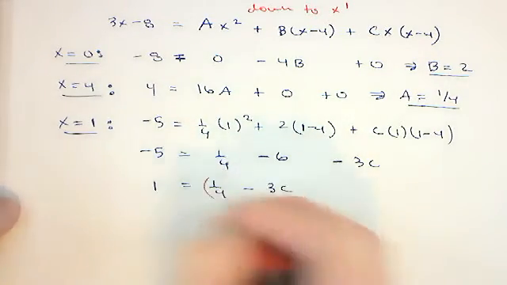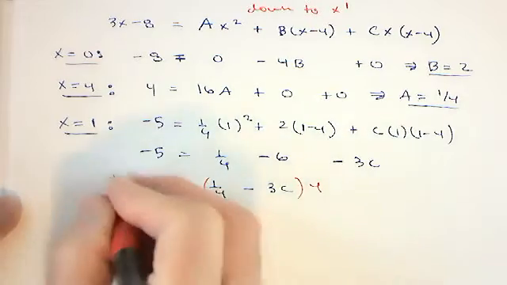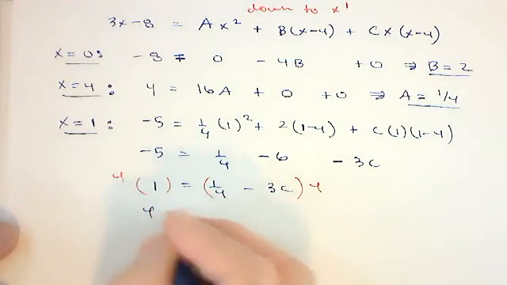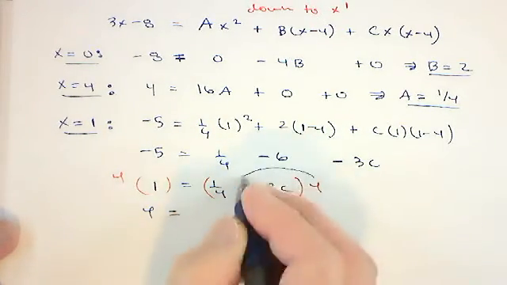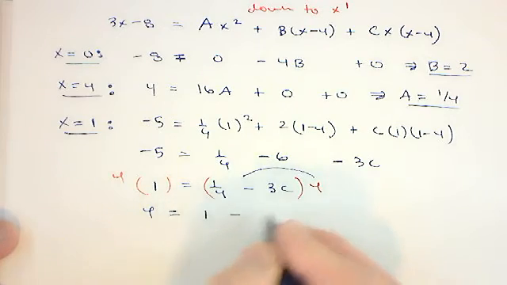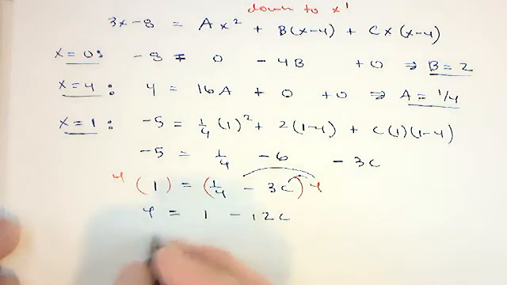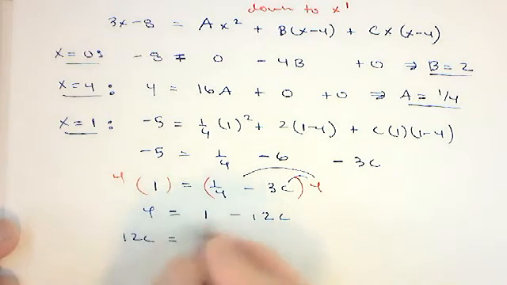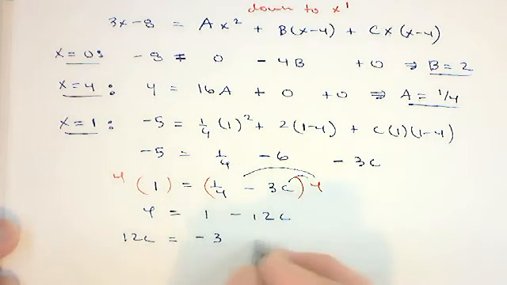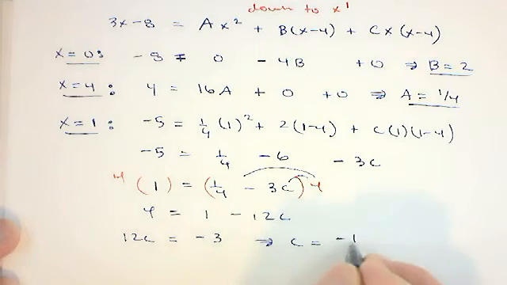I'm just going to get rid of the 4. Multiply both sides by 4. 1 minus 12c. I move the 12c over here. Divide by -12. Looks like c is going to be -1/4.